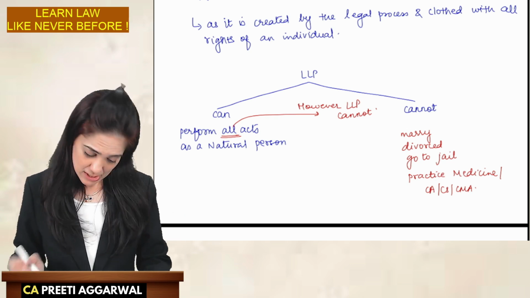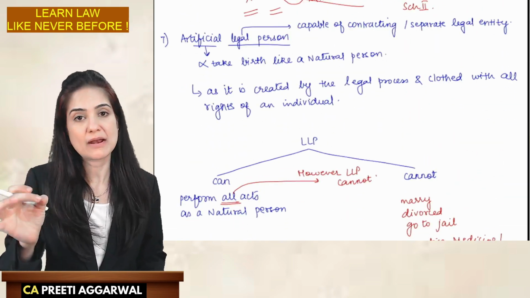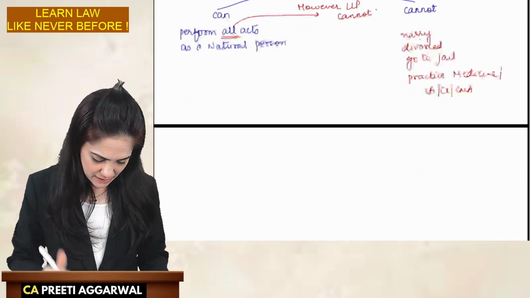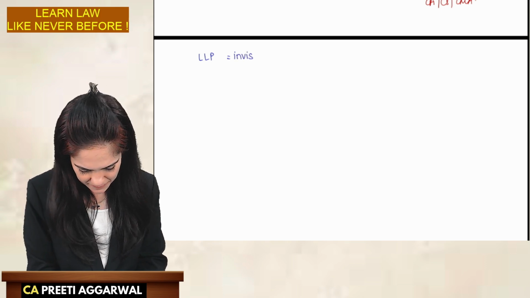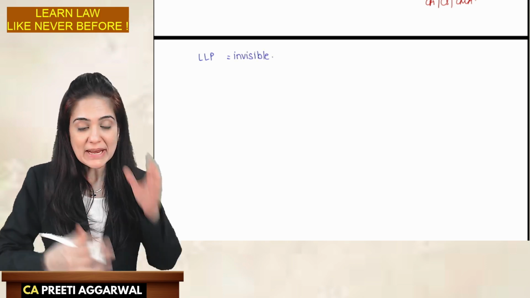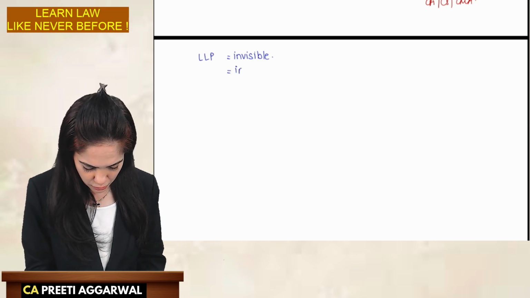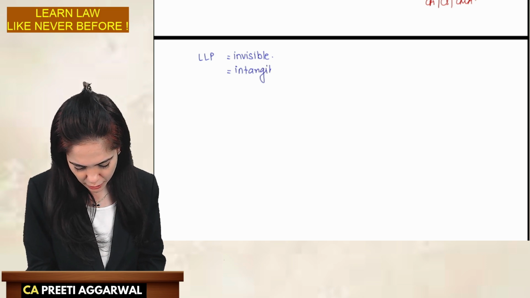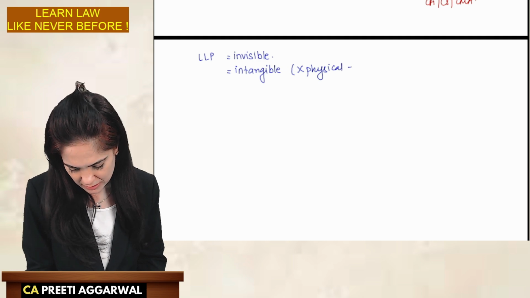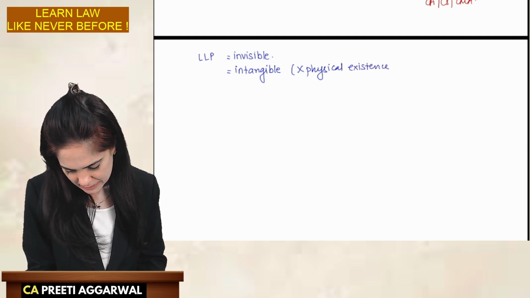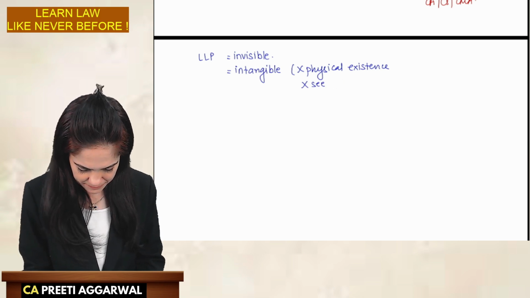Okay, there are a few extra points which I want you to know. Yes, LLP is an artificial legal person, it is separate, but I think you will also agree with me when I say that LLP is invisible. Can you see LLP? I'm telling you it is a separate person. Where is it? You can't see LLP. It is also intangible. You cannot see it, you cannot feel it. It has no physical existence.